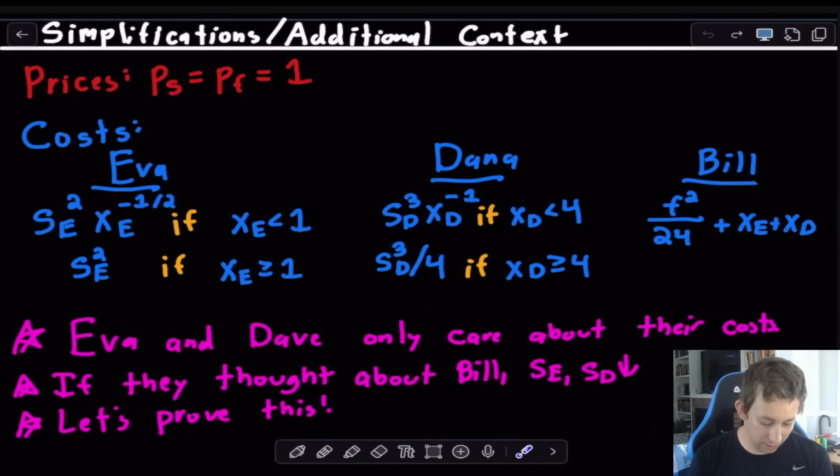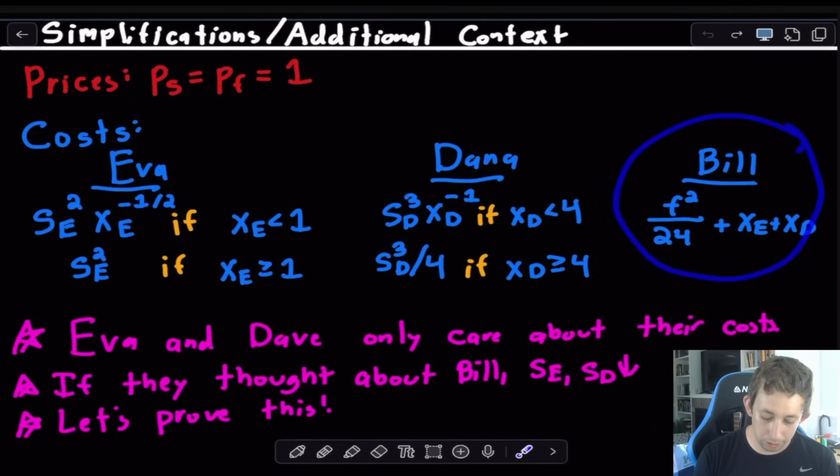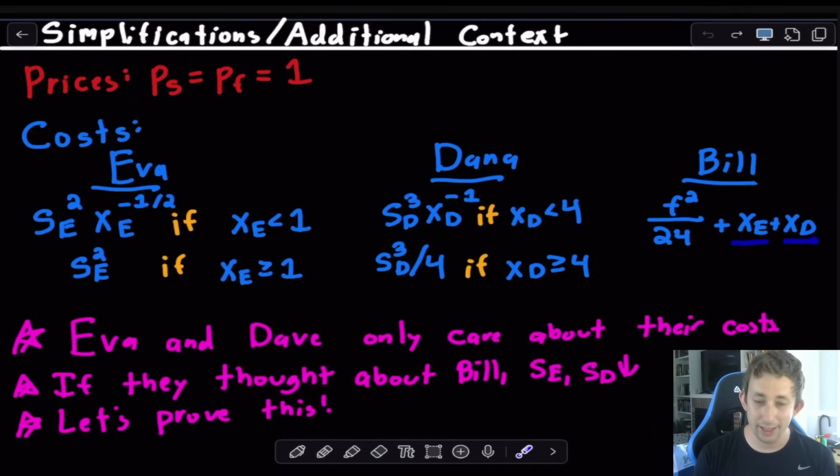So here we can see that EVA and Dana, their costs only involve themselves, but Bill's cost includes both EVA and Dana's pollution, which means that EVA and Dana are basically affecting Bill downstream, even though they're not going to think about that when they decide how much steel to produce. If they did think about the fact that their pollution was going to negatively affect Bill, you would expect that they would produce less steel. So that's sort of the intuition here. And now we're going to go about and try to show that.